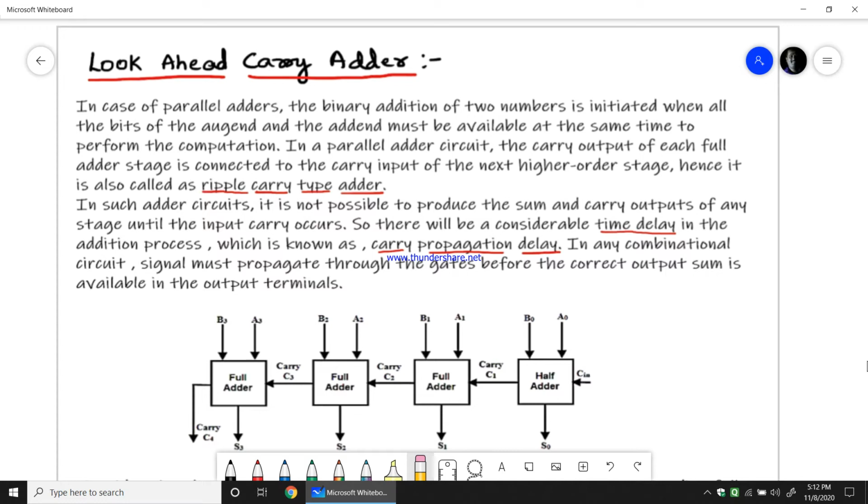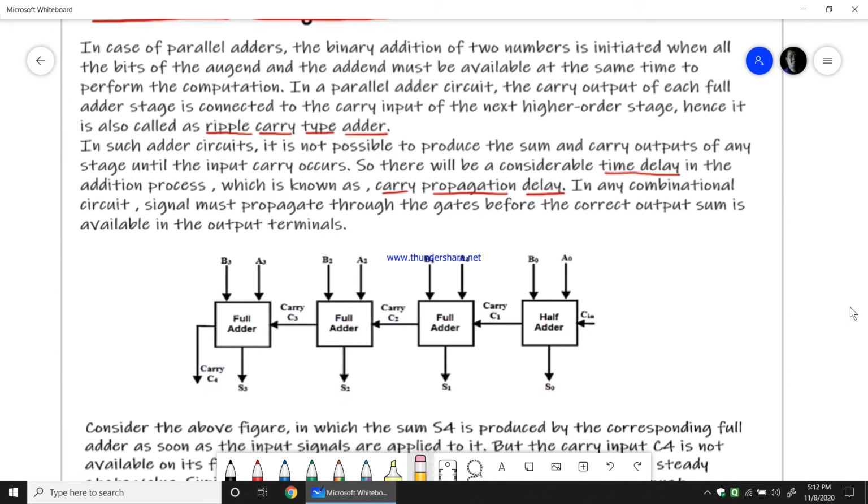In the diagram on the screen, this is the full parallel adder diagram. In a parallel adder, you will have one half adder and then three full adders. I think this was explained in the parallel adder videos, right? The second adder will always work only if it gets the carry from the previous adder.